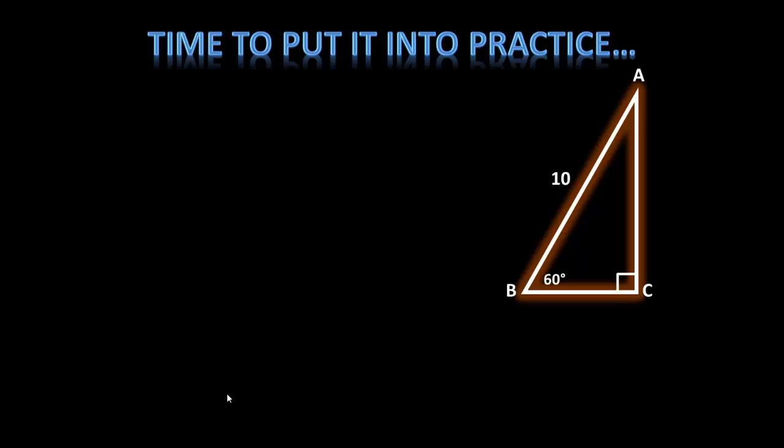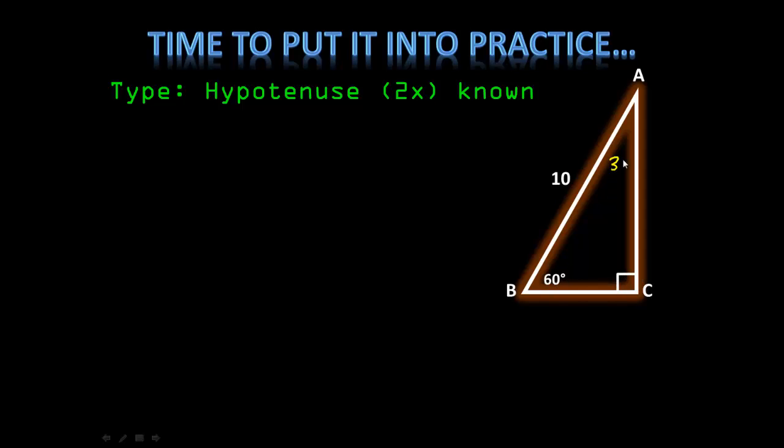Alright, so let's put it into practice. We have this. We know this type. It is a hypotenuse of 2x. Why do we know that? Because this is a 30, 60, 90. How do I know that? Because I only see a 60. Well, if this is 90 and this is 60, that only leaves that can be 30.